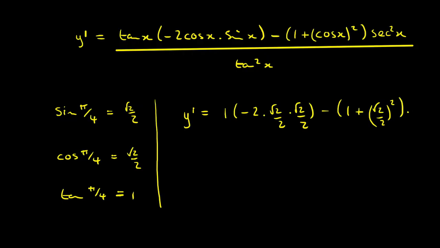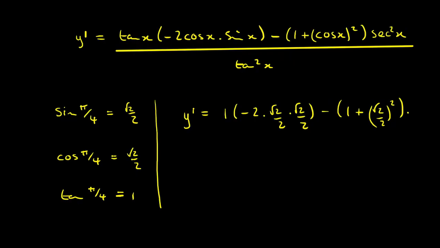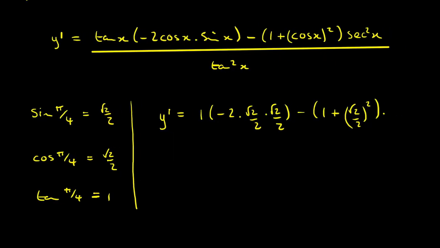And then sec squared pi by 4. Well, sec is 1 divided by cos. So what we're going to get is 1 over root 2 upon 2 all squared. Okay? And then this is going to be divided through by tan squared. Well, tan pi by 4 is going to be 1, so 1 squared is 1.